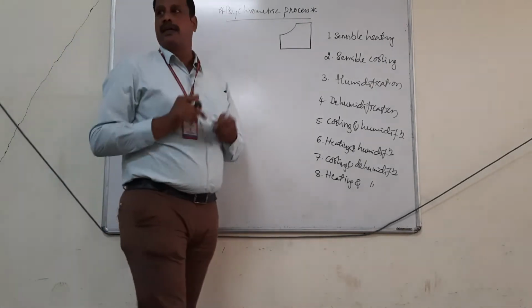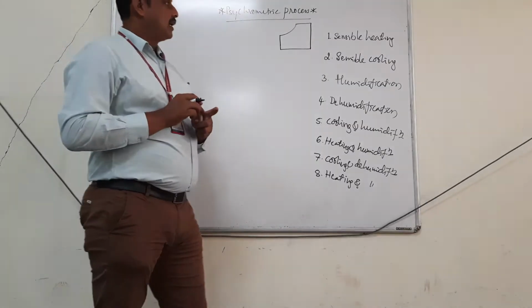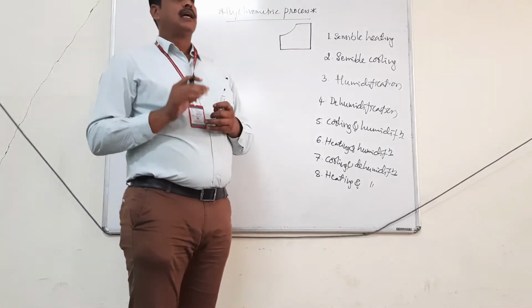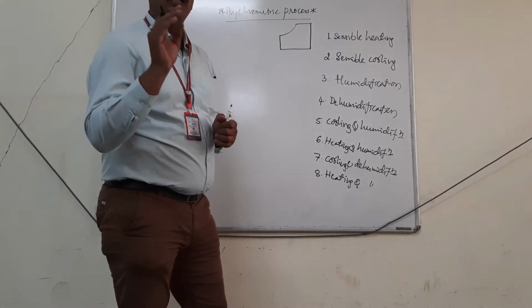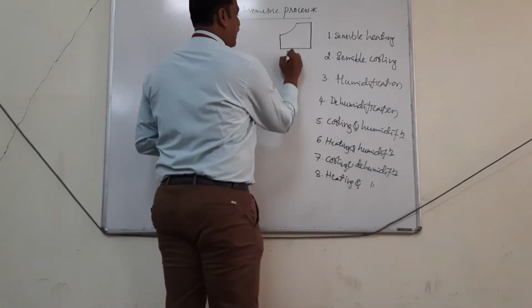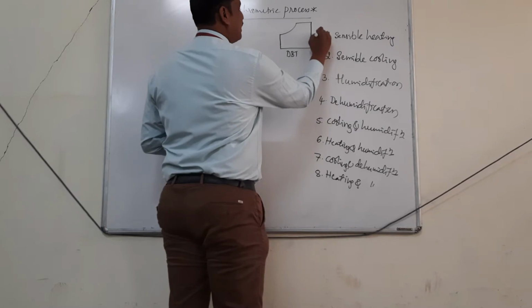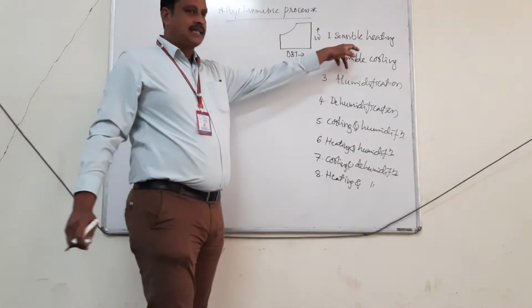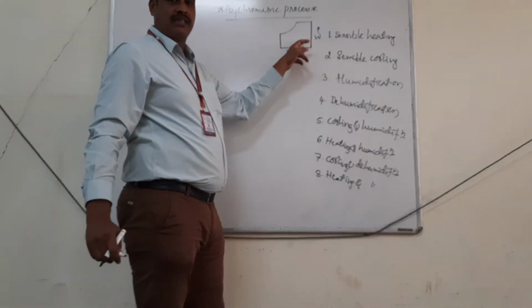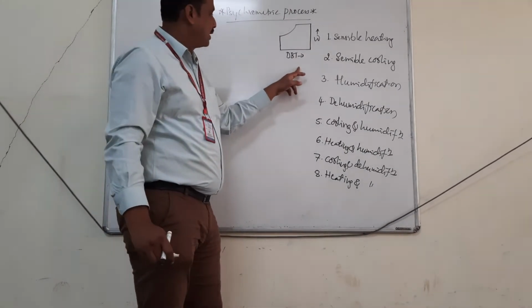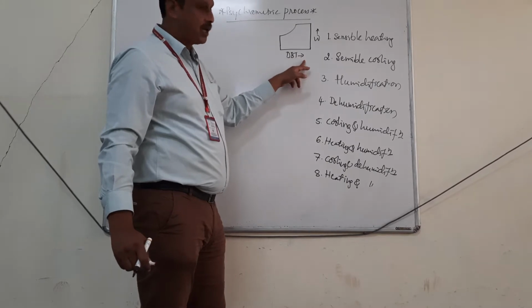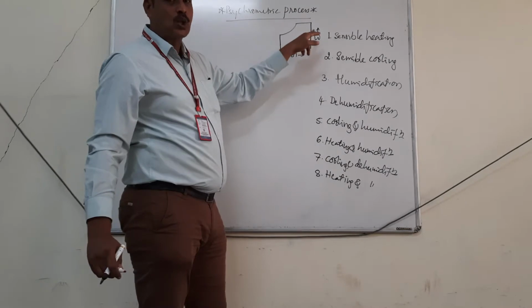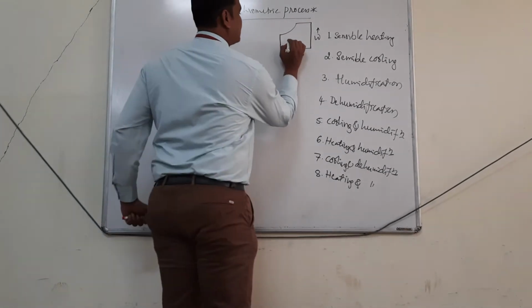Sensible heating. What is sensible heating? Sensible heating is nothing but increasing the temperature without increasing the moisture content or specific humidity. You know that on the x-axis it is DBT and on the y-axis it is specific humidity. So sensible heating is nothing but increasing temperature, in this case the dry bulb temperature, but not the specific humidity. So that means specific humidity is constant, like this.